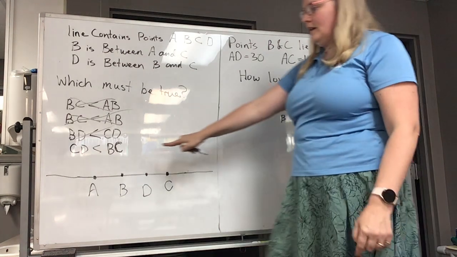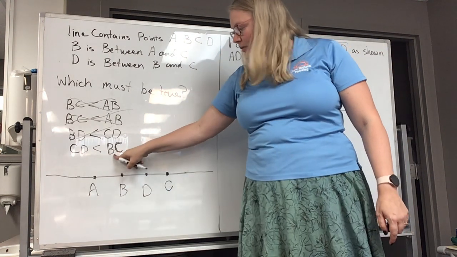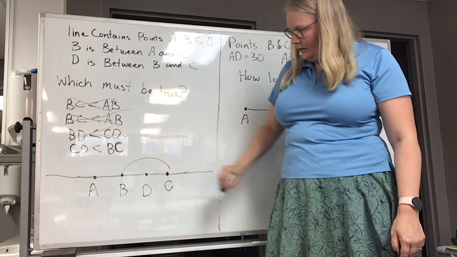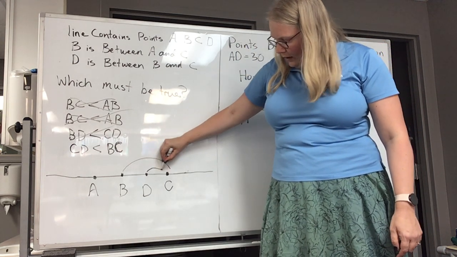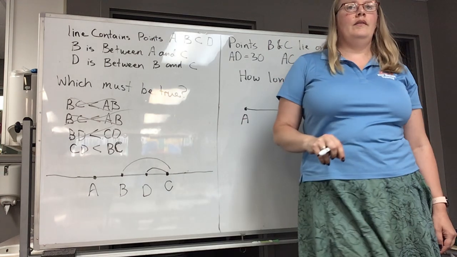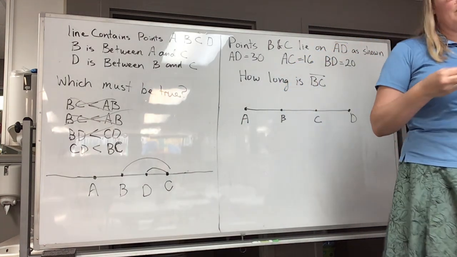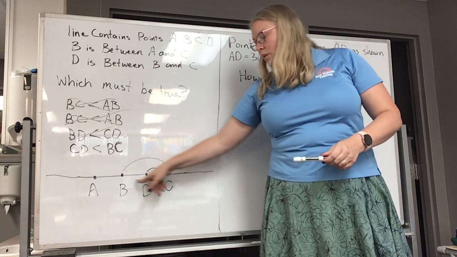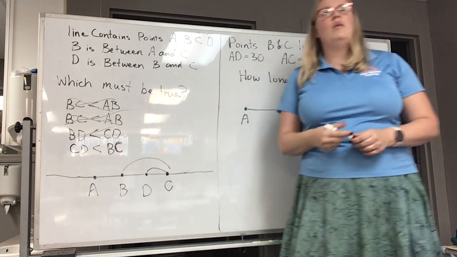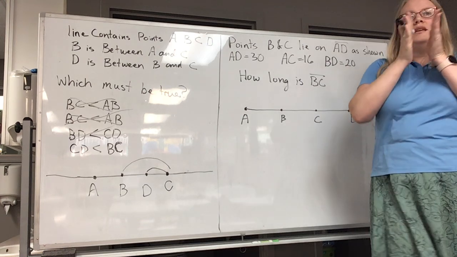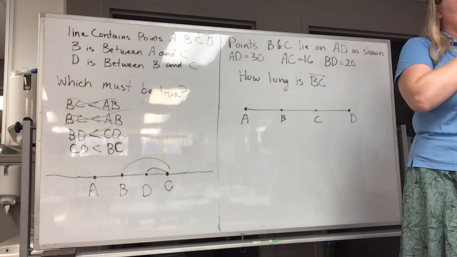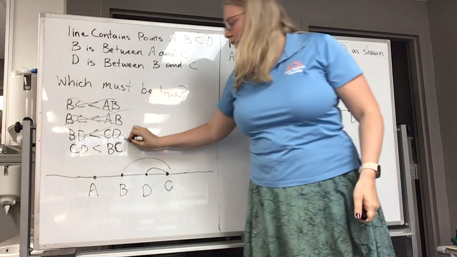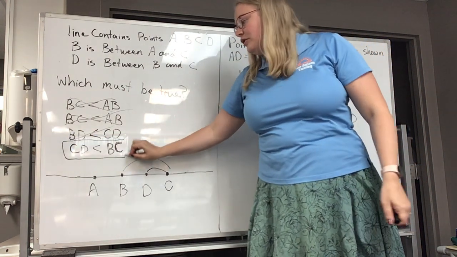Finally, CD has to be smaller than BC. BC is here. CD is here. And so again, it doesn't matter where this slides, it will always be smaller because BC is part of that unit. It's contained within it. And so this one is the must be true.